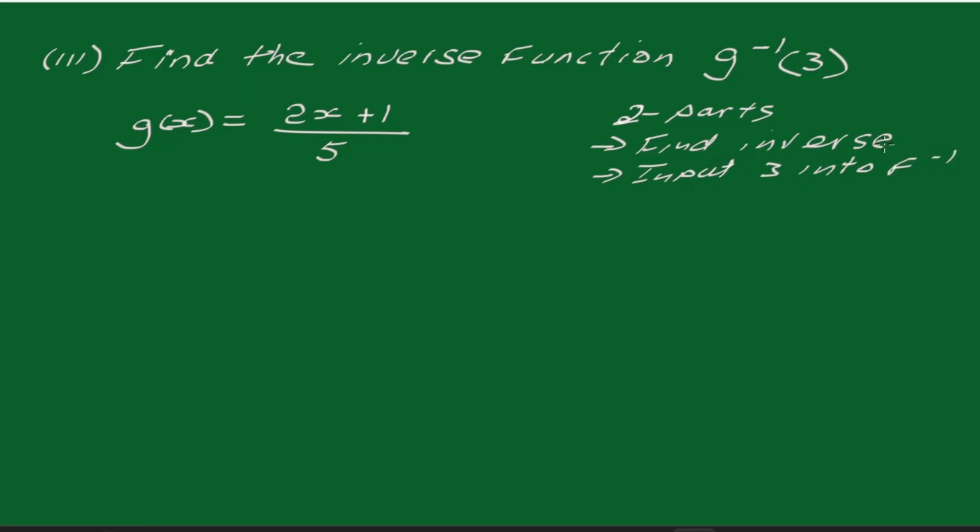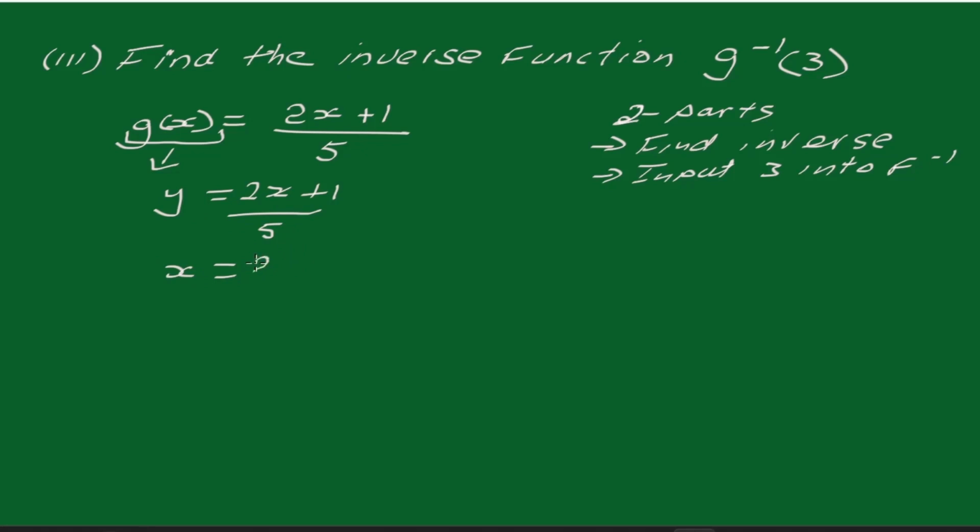So first find the inverse function, then we're going to input 3 into the inverse function and work out what is our solution. So again, given the function g(x) equal to (x plus 1) all over 5, we're going to replace g of x with y. So y equal to (x plus 1) all over 5. Having done that, we're going to interchange x and y. Again, this is a process of changing a function into an inverse function.